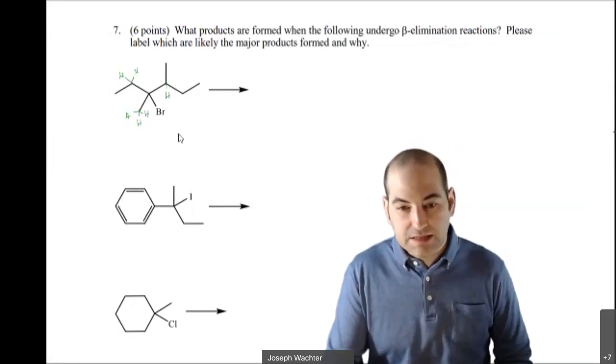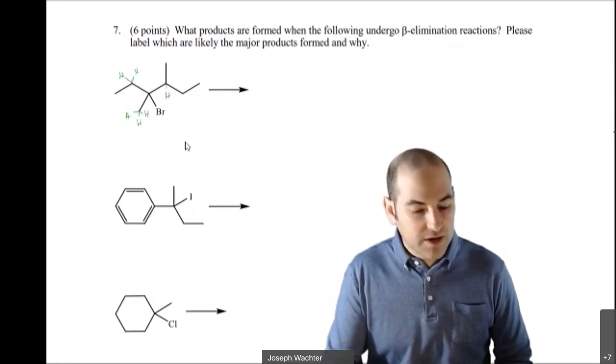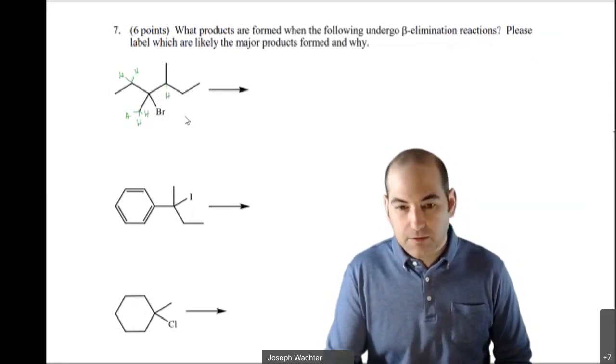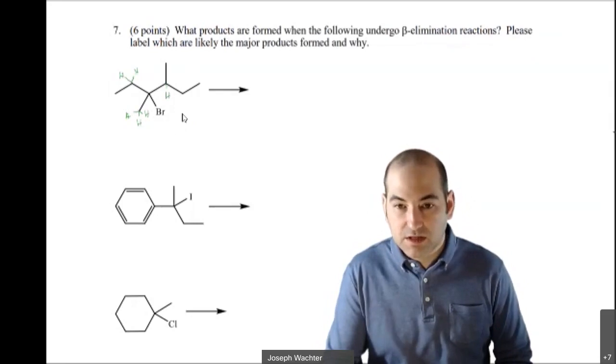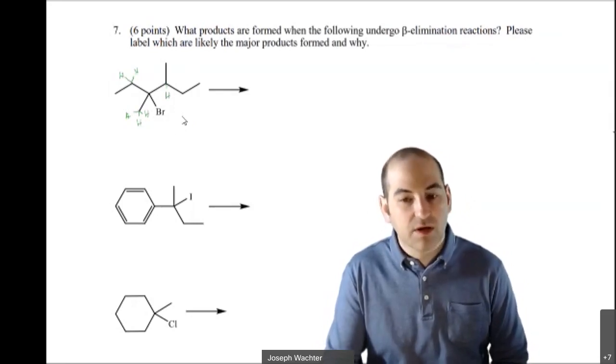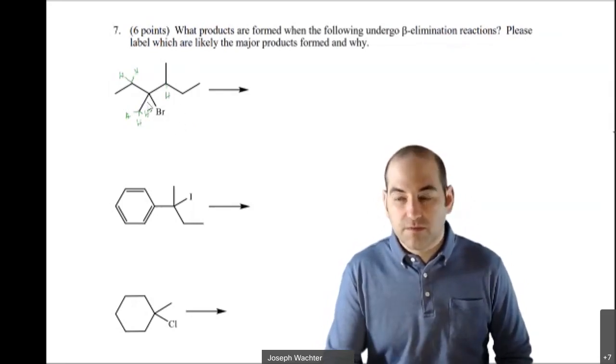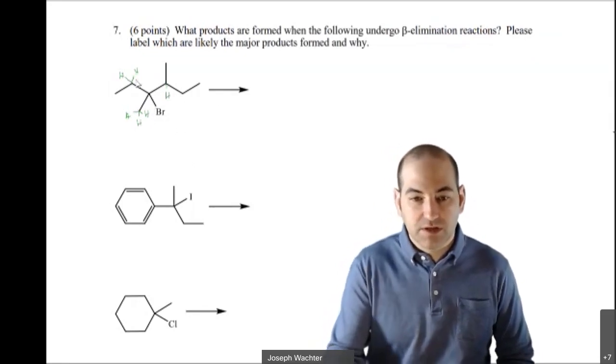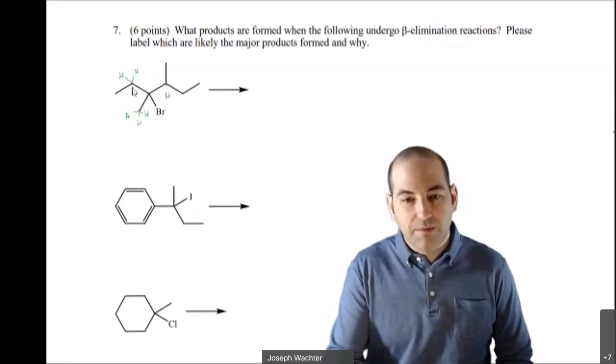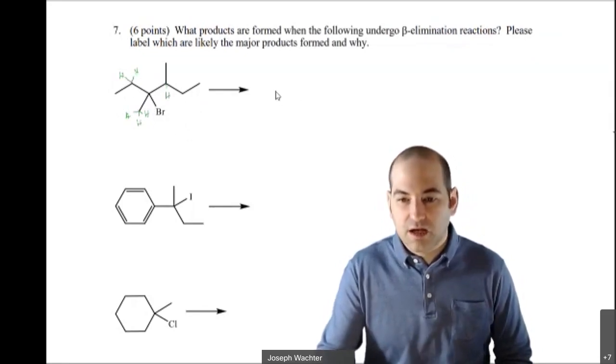In some cases, like in this one, we also have to think about E and Z, or cis and trans. So there could be potentially many different products formed via beta elimination reactions. So let's start drawing them out. We want to do this kind of systematically. So let's look first at what happens when these hydrogens get deprotonated.